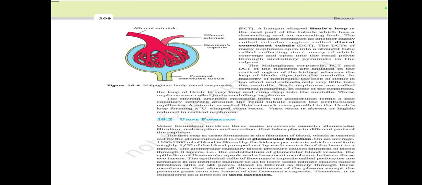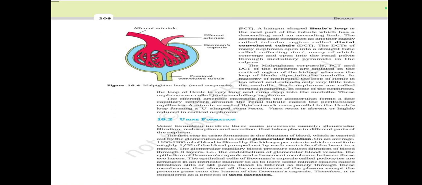In some of the nephrons, the loop of Henle is very long and runs deep into the medulla. These nephrons are called juxtamedullary nephrons. Now, the efferent arteriole emerging from the glomerulus forms a fine capillary network around the renal tubule called the peritubular capillaries. A minute vessel of this network runs parallel to the Henle's loop, forming a U-shaped vasa recta. Vasa recta is absent or highly reduced in cortical nephrons.